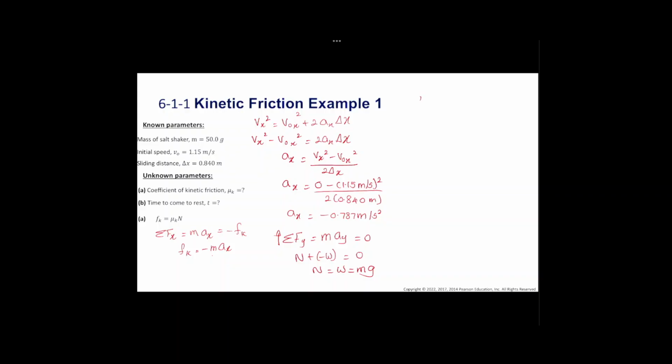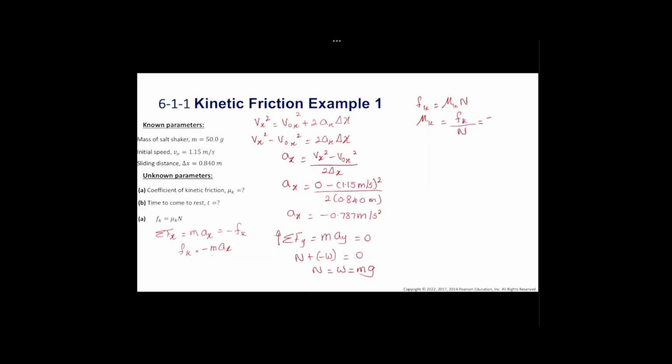So it is Fk equals mu k times N. Therefore the coefficient of kinetic friction mu k is kinetic friction over normal force, and the kinetic friction, we found it here, it is mass times acceleration.